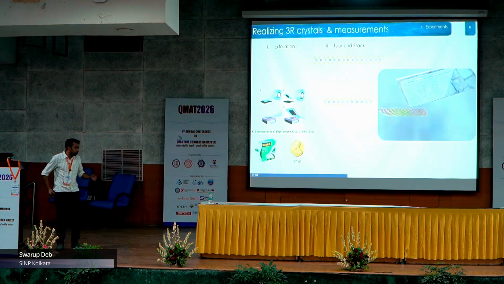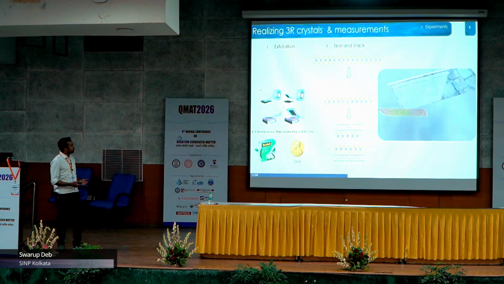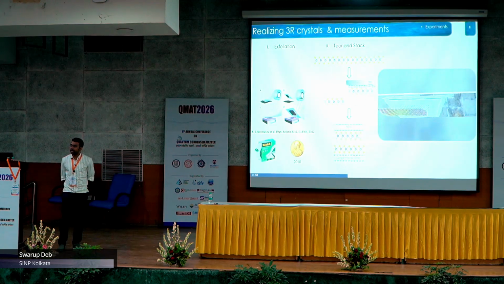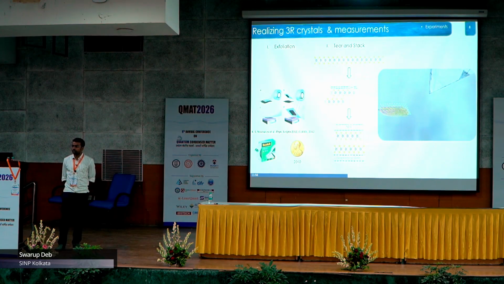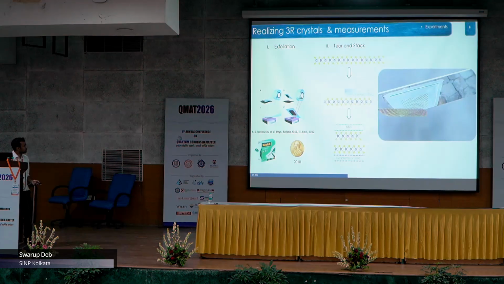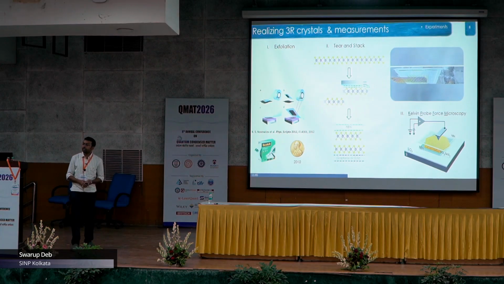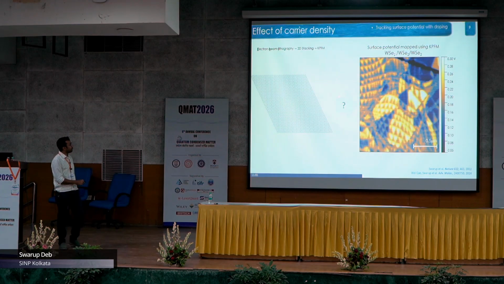Now, the problem when we started working on it is that there is no good way to get these 3R MoS2 crystals or 3R TMDs in general. So we adhere to this famous tear and stack technique, where you look for a pretty large flake, break it into half and stack onto itself without too much mechanical perturbation. And we hope that these two layers are parallel with respect to each other. Once we prepared our sample in this fashion, we measured the surface potential using KPFM. And this is how the KPFM map looks like.